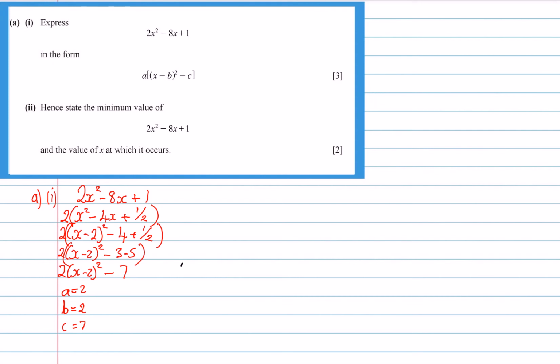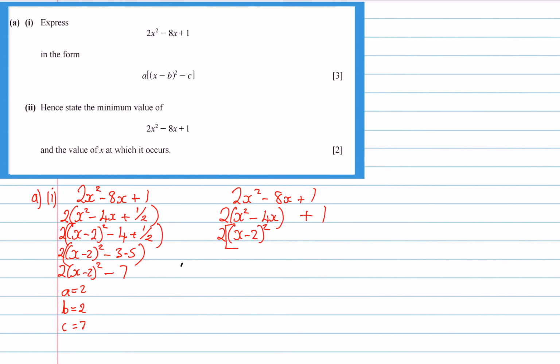Now there's another way we could have done this. 2x squared minus 8x plus 1. Just factorize the first 2 terms here, bring a 2 out of it. So we have 2 upon x squared minus 4x. And then we add another 1. So complete the square for the bracket. So we've got 2 upon x minus 2 all squared.